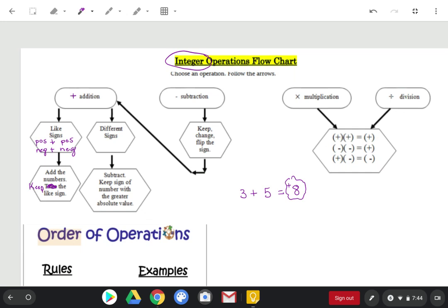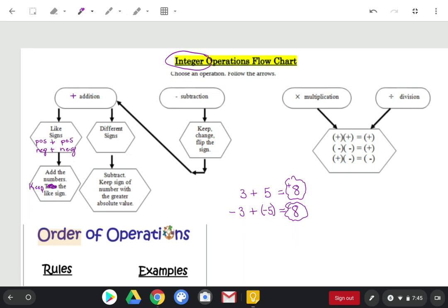If I were adding a negative plus a negative, for instance, negative 3 plus negative 5, again, I would just add those absolute values of the numbers. 3 plus 5 would be 8. And then keep that like sign. The like sign is negative, so I would be keeping that negative sign.